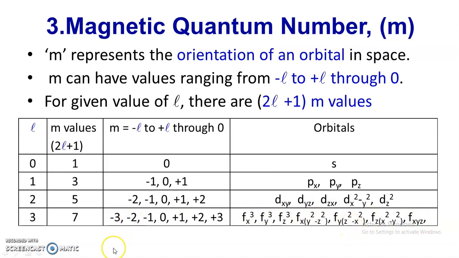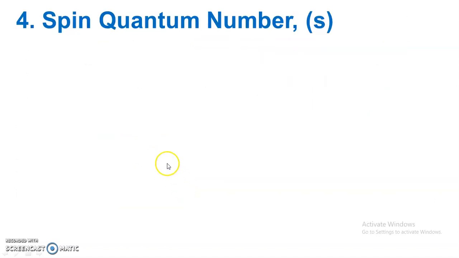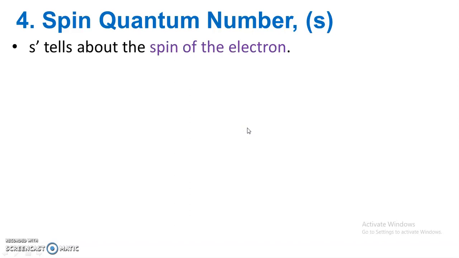So remember, in a shell there are subshells, in a subshell there are orbitals, and the description of an orbital is given by the magnetic quantum number. And the fourth quantum number is the spin quantum number, that is small s. Now, in an atom, electrons are present in shells, there are subshells, in a subshell there are orbitals, and in each orbital maximum 2 electrons can be accommodated. Out of 2 electrons, 1 electron can spin clockwise, the other spins anti-clockwise. So the spin quantum number tells about the spin of the electron around its own axis.